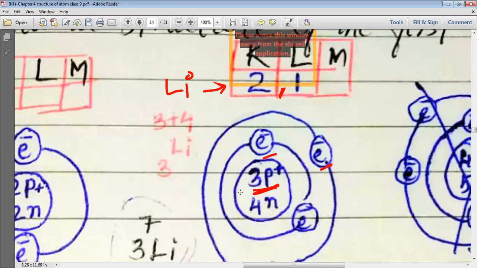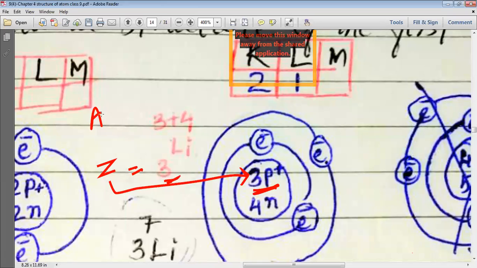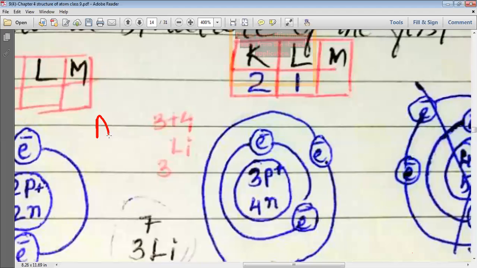Now we want to determine the atomic number and atomic mass number. Atomic number Z is determined from the number of protons. Please remember that atomic number Z is determined from the number of protons. So in place of Z we have written 3. Atomic mass number A is determined from the number of protons plus number of neutrons. So if you determine A, your A is equal to number of protons plus number of neutrons.